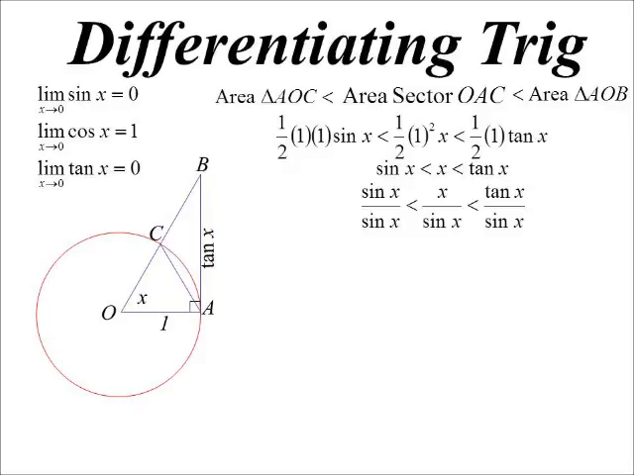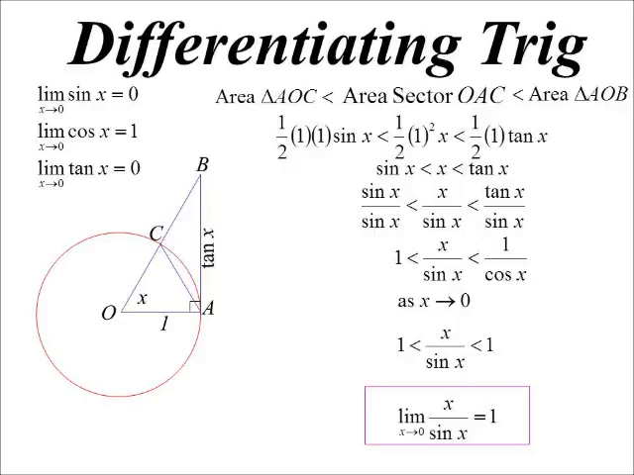Now if I divide all three by sine x, I come up with this relationship, that x on sine x will always be in between 1 and the reciprocal of the cosine of the angle. That now allows me to create another limit, because I'm going to need this x on sine x ratio. It will have to be in between 1 and 1. So we said the limit for cos was 1. Well, if it's in between 1 and 1, we've found the limit. So there's our limit. The limit as x approaches 0 of x on sine x is 1.